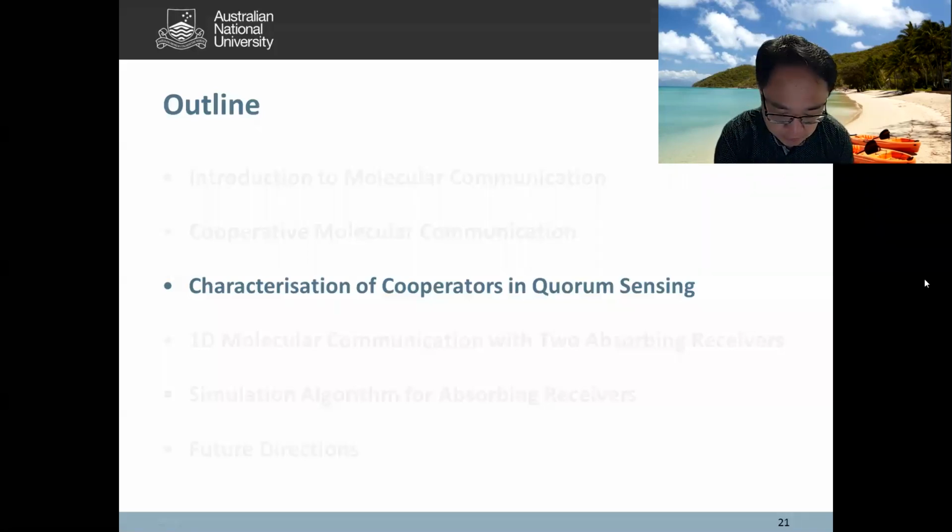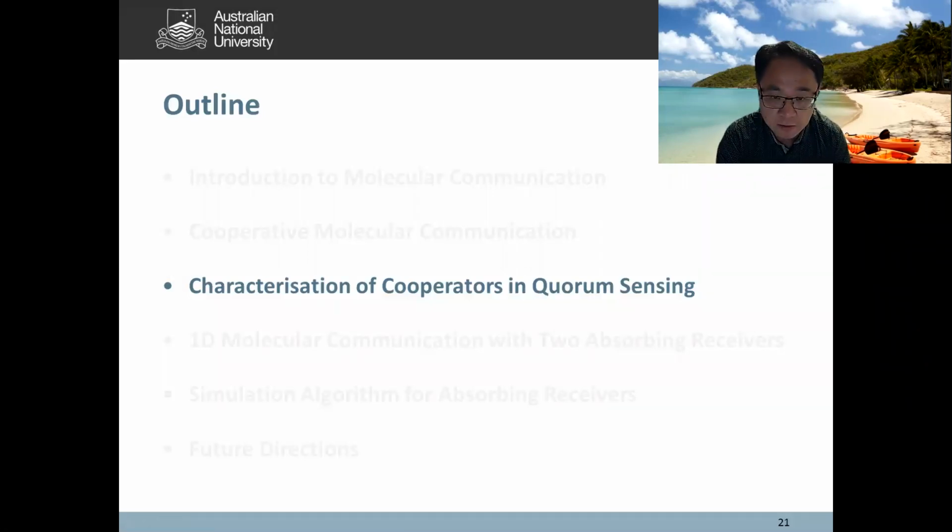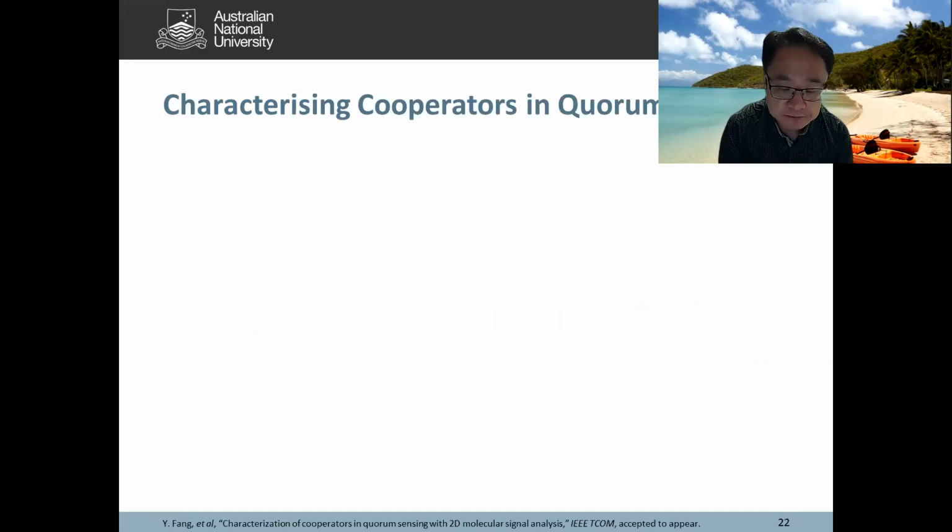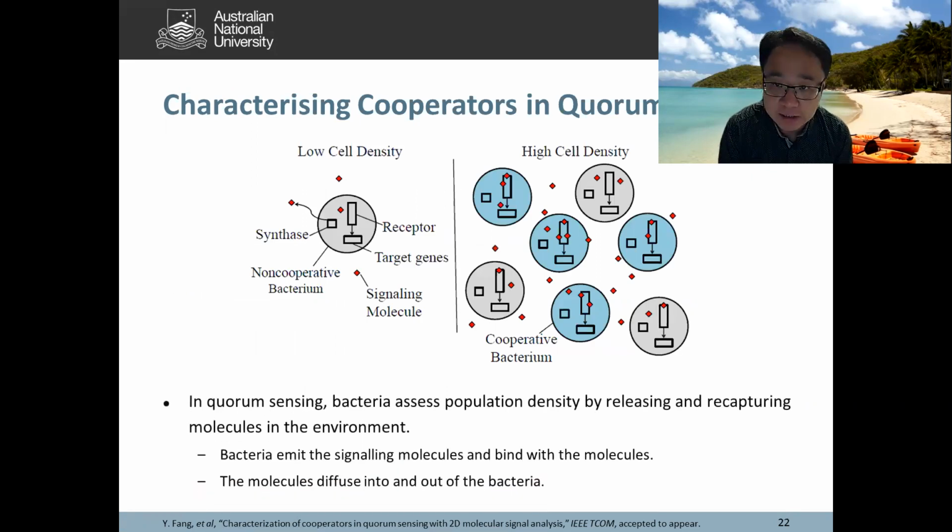So after these two fundamental works on cooperative molecular communications, what we have been doing is expanding the concept of cooperative molecular communication into a more practical scenario. We would like to look at the potential benefits of cooperation in a practical nanoscale scenario. So this leads to the work that I'm going to introduce now, which is the characterization of cooperators in quorum sensing. And for this work, we would first like to introduce what quorum sensing is.